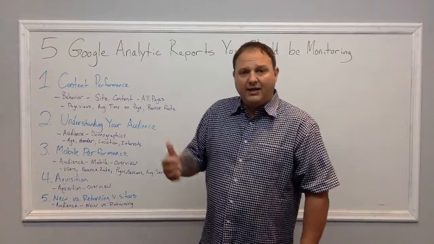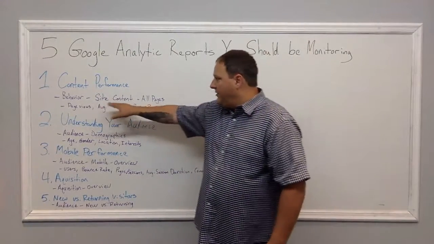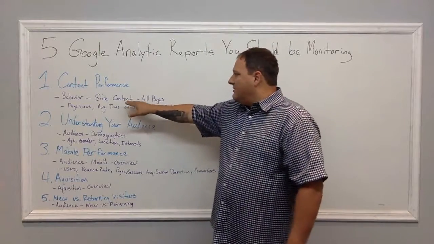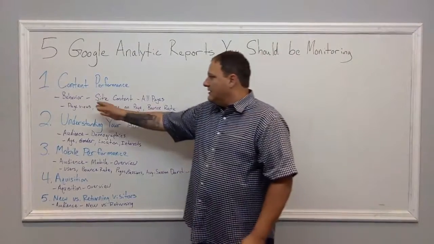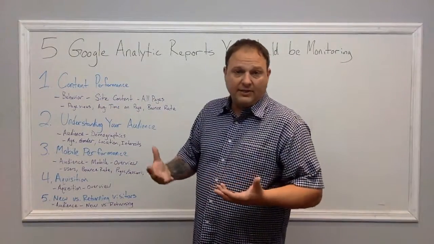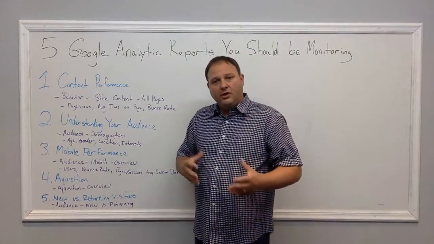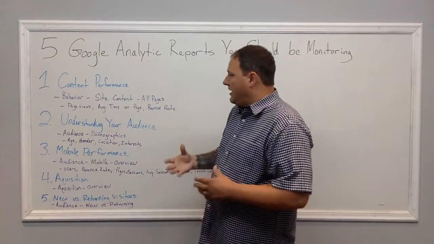To get an idea of this, in Google Analytics, go to Behavior on the left-hand side, Site Content, All Pages. What you want to look at here is the content that's getting the most page views. So this is content that you're probably ranking for well in the search engine. Then look at average time on the page.